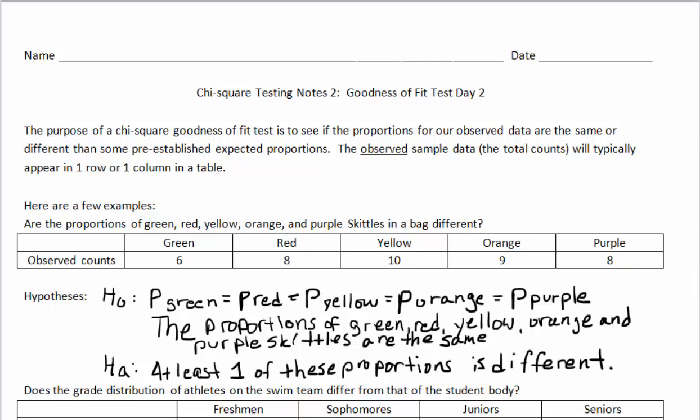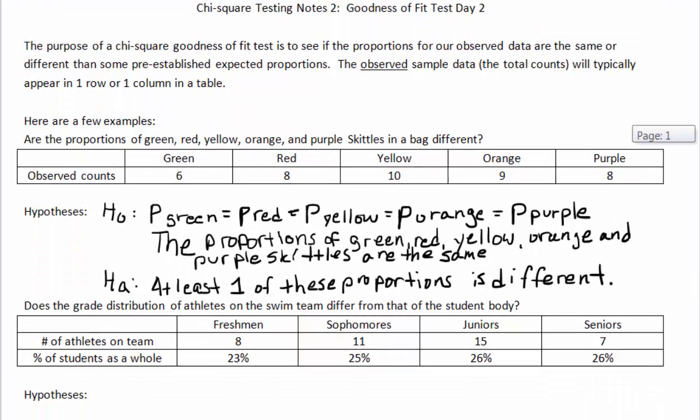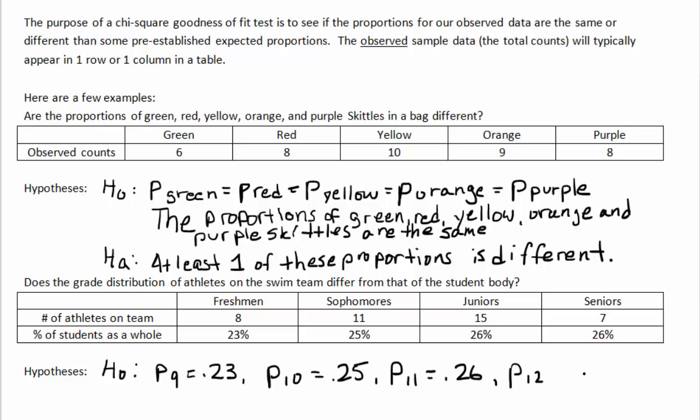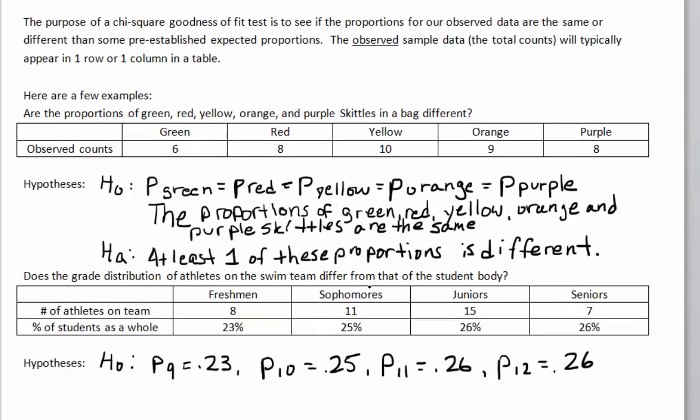You could do something similar for the second question. Does the grade distribution of athletes on a swim team differ from that of the student body? For your null hypothesis, you could say basically no, they're the same. If you want to use numbers from the problem, you could do that. For example, P9 for 9th grade freshmen is 0.23. The proportion of 10th graders on the swim team is 0.25. The proportion of juniors on the swim team does match the student body value of 0.26. And the probability of being a senior on the swim team is 0.26, which matches the student body percentage. You could also use words: the grade distribution doesn't differ.